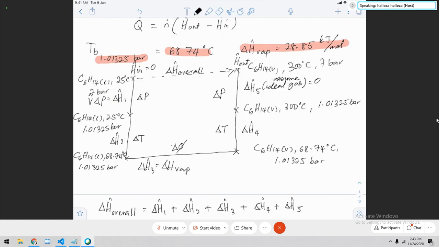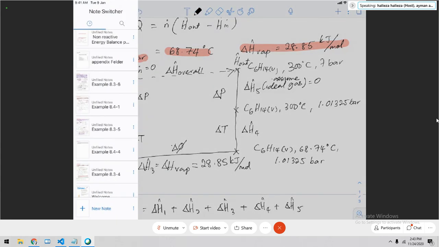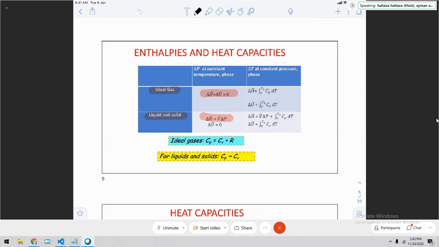So anything else that we need to put in value? Okay, this one, we can put in the value of our latent heat just now, 28.85 kilojoules per mole. Okay, what else? Change of temperature for the second step. What is the change of temperature for liquid? Go back to our table. I should be using this: change of temperature at constant pressure. For liquid, that's the enthalpy.